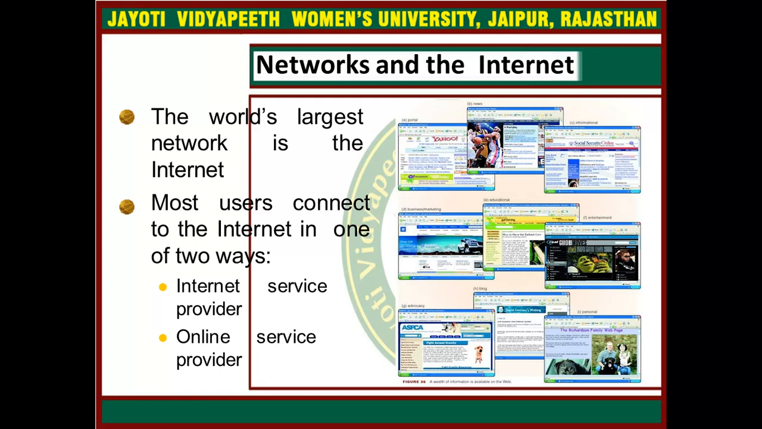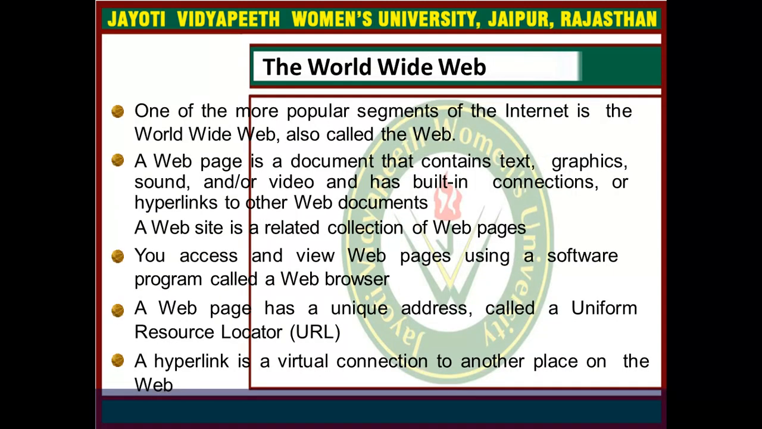Most users connect to the internet in one of two ways: through an internet service provider or an online service provider. So you can say these are the two modes or two ways through which you can connect to the internet. Now come to the WWW, that is World Wide Web.